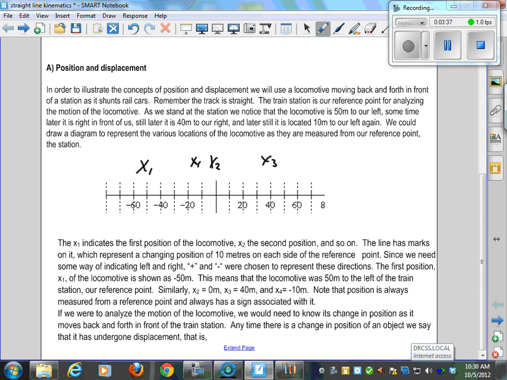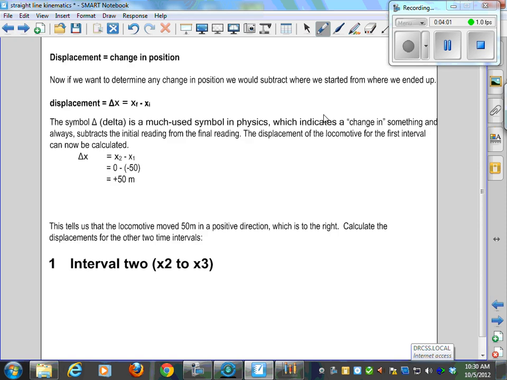All right. We know that positive is to the right, and this is negative. If we were to analyze the motion of the locomotive, we would need to know its change of position as it moves back and forth in front of the train station. Anytime there is a change of position of an object, we say that it has undergone displacement. Displacement is a change in position.